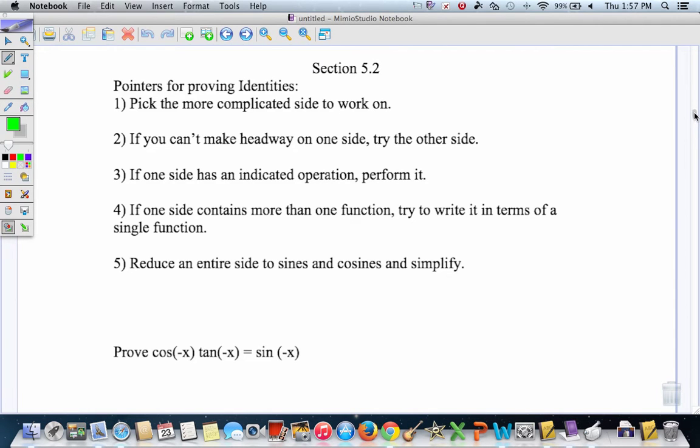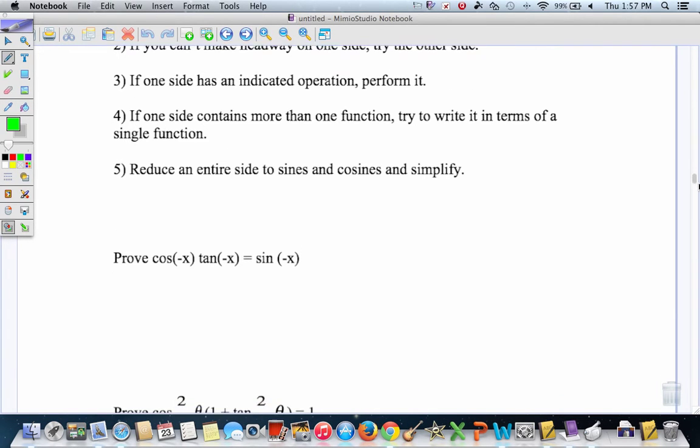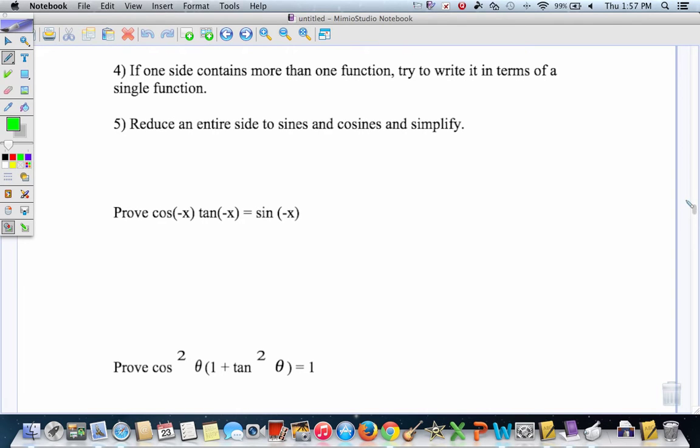Jumping right into an example here, number one: cosine of negative x times the tangent of negative x equals the sine of negative x. It illustrates the opposite angle identities that we had on Friday that you added to your note packet. Cosine of negative x, just to make the point again, equals the cosine of x. Tangent of negative x, we'll bring that negative sign out in front and make that the tangent of x.